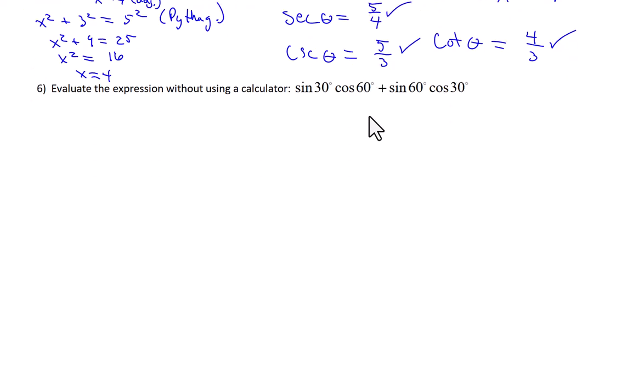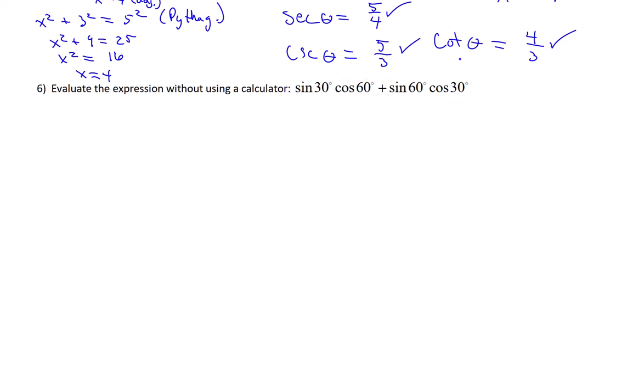Okay, last but not least, we want to evaluate the expression without using a calculator. Okay, what does that mean? Well, the expression reads sine 30 cosine 60 plus sine 60 cosine 30. If we're not going to use a calculator, we have to find a way to know what all of those values would be, right? Sine of 30 or cosine of 60 or sine of 60 or cosine of 30.